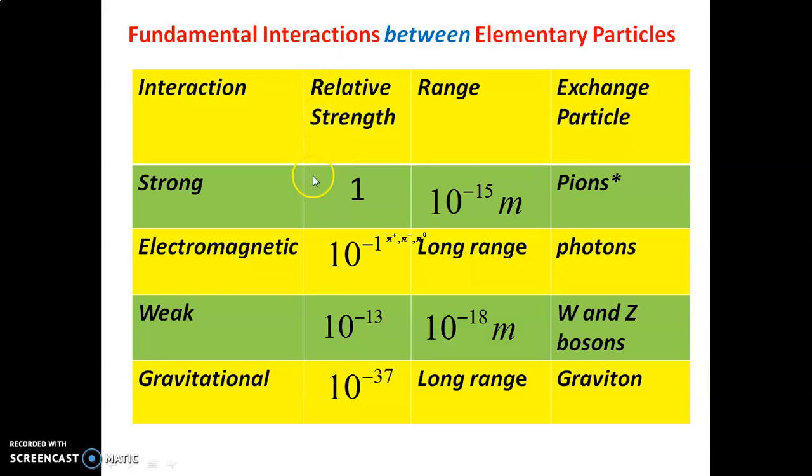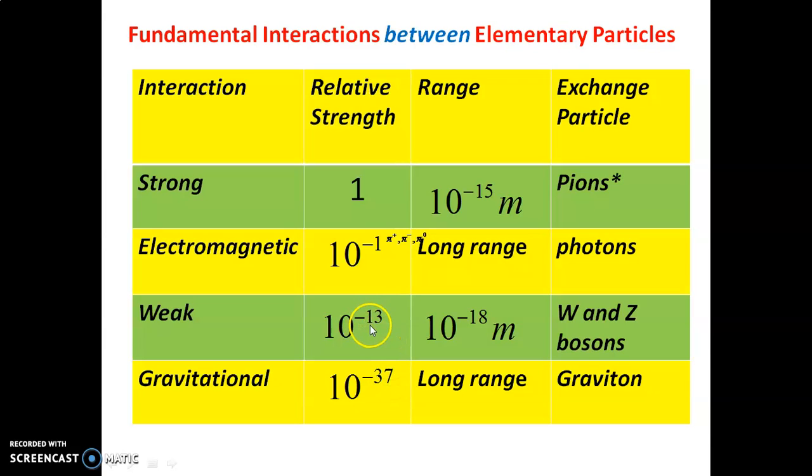Now the relative strength can also be seen here in the second column. If we take the strong force as 1, electromagnetic is 10 to the power minus 1. Let's see, the 10 to the power minus 5 has come on my slide as a mistake, this shouldn't be here. Then weak is 10 to the power minus 13, and gravitational is even weaker than the weak, at 10 to the power minus 37, so its strength is the lowest.